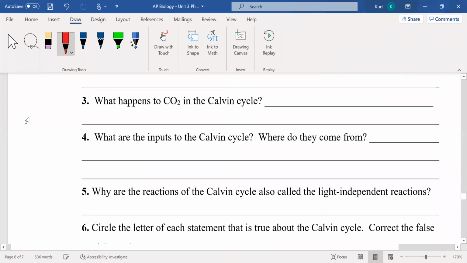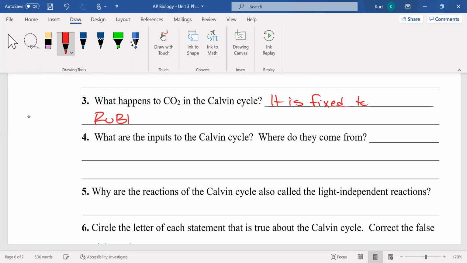What happens to CO2 in the Calvin cycle? It is fixed to RUBP by Rubisco. What are the inputs of the Calvin cycle? Where do they come from? CO2 comes from the atmosphere. ATP and NADPH come from the light reactions.